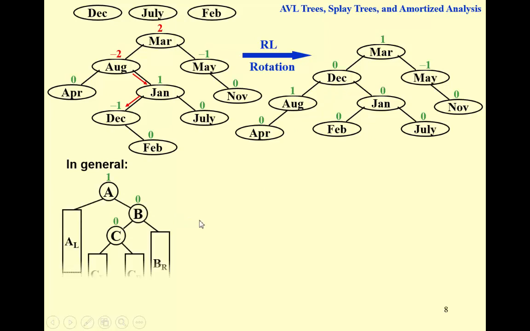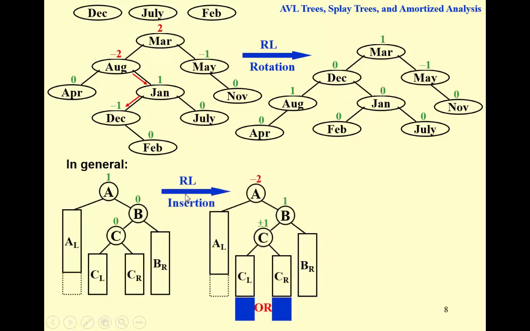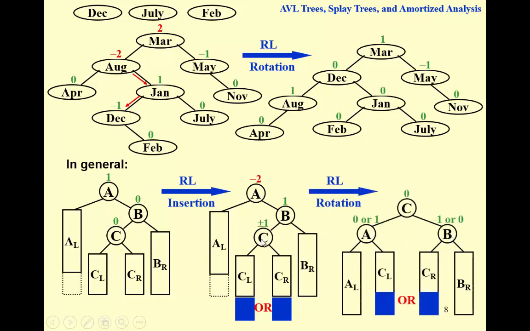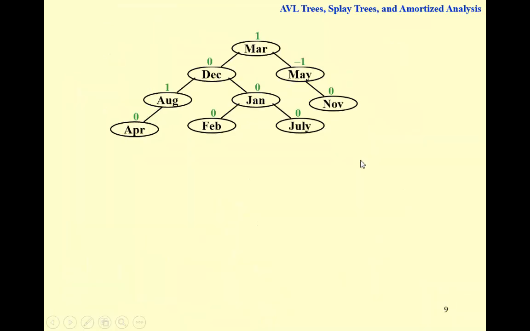In general, again, everything is symmetric. If this is the original situation and we make an RL insertion, A will be the first trouble finder, and the resulting tree will be like this. Pull C up to be the new root and rotate A down to be its left subtree and reassign its left and right subtrees. So basically that's all about AVL tree. Let's continue to do more practice.